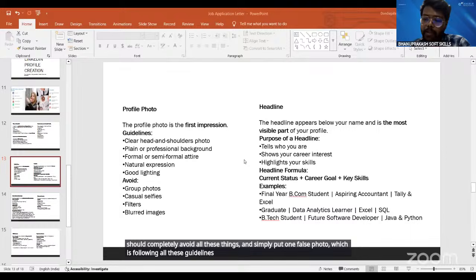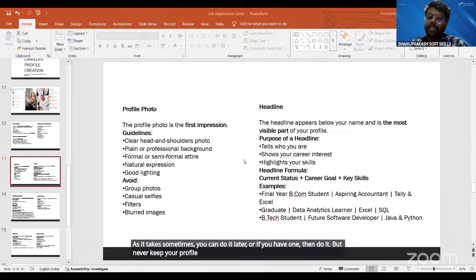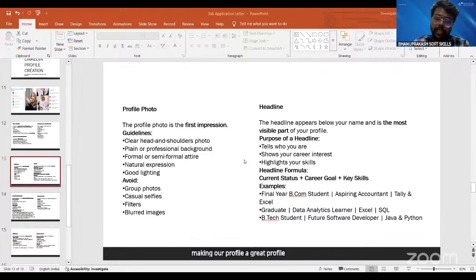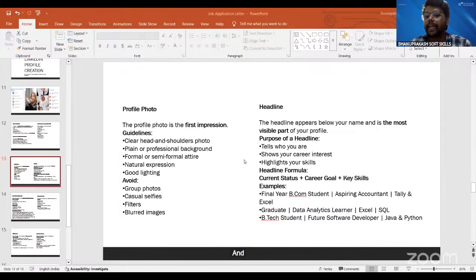As it takes some time, you can do it later, or if you have one, then do it. But never keep your profile blank. I'm not saying this is mandatory, but it looks good, as this class is all about making our profile a great profile. So this comes under that. So you should add one photo here. And next, you will find the headline section.